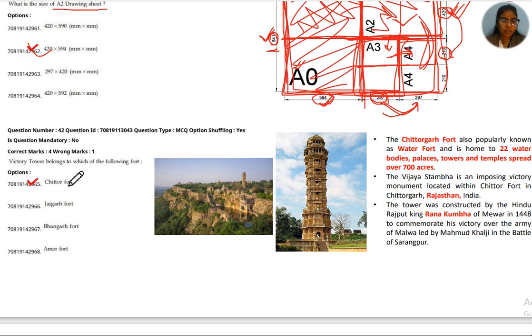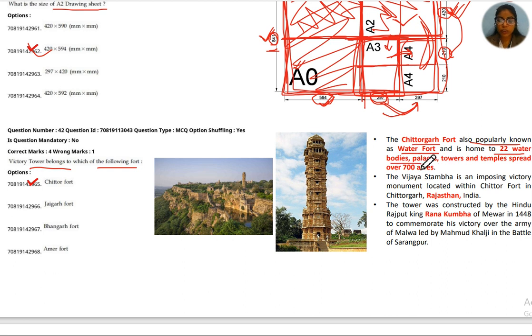Next question you have is, your Victory Tower belongs to which of the following forts? So the Victory Tower belongs to the Chittor Fort. The Chittorgarh Fort, also popularly known as Water Fort. Okay, important point. Chittorgarh Fort is also known as your Water Fort and is home to 22 water bodies.